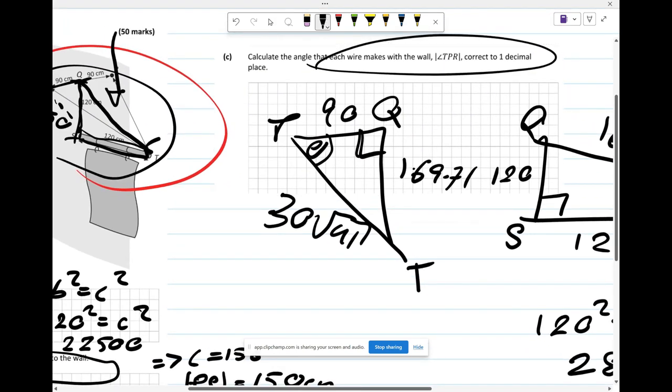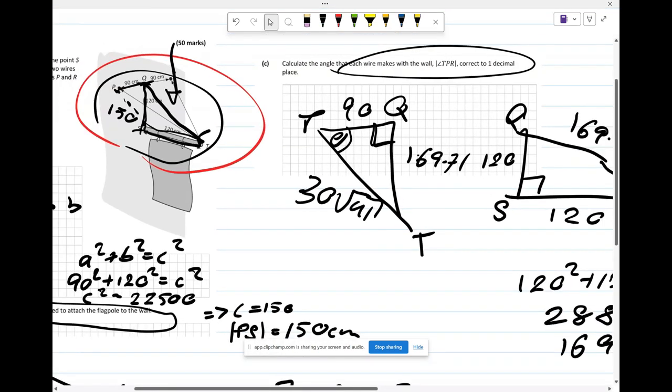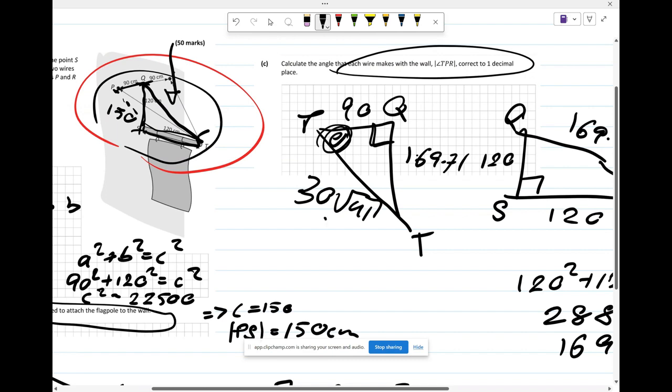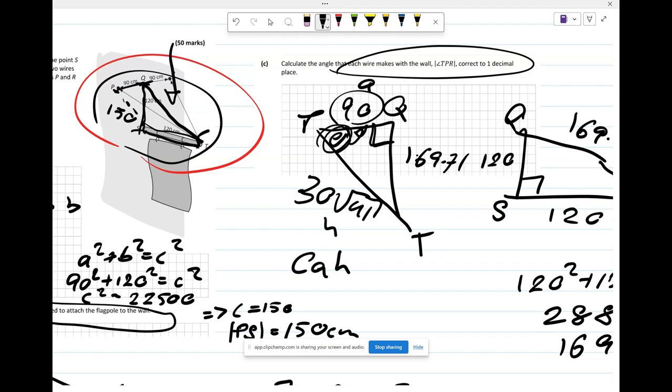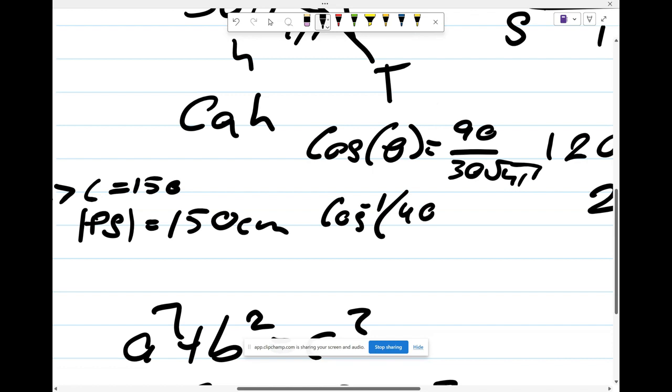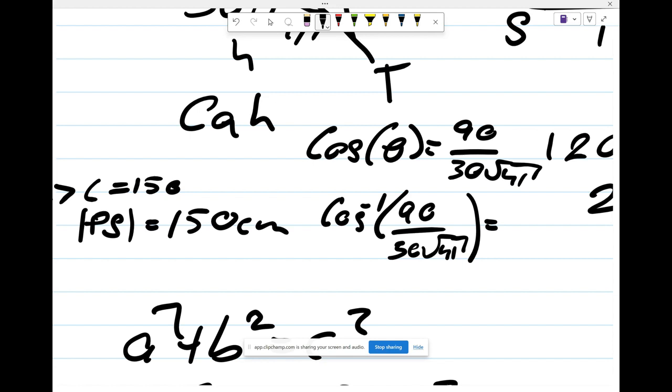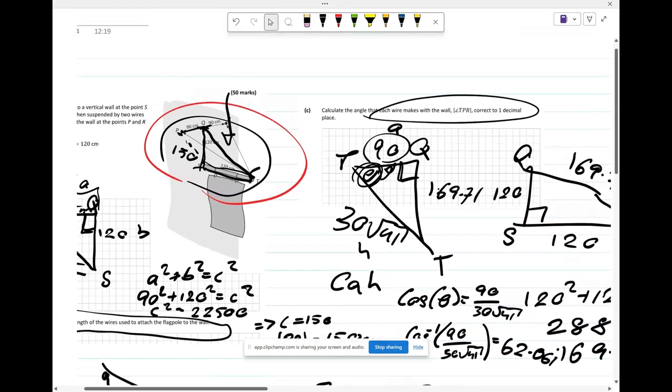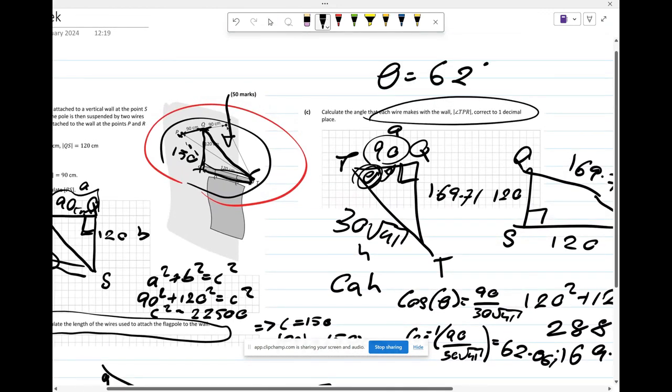It's a right angle triangle, and we can use sine, cos, and tan. If this is our angle, this is our hypotenuse, this side here would be our adjacent. So CAH would give us A and H. Let's use cos. So cos theta is equal to 90 over 30 root 41. So we can do cos inverse of 90 over 30 root 41, which is 62.061 degrees. So theta is, let's round it down, 62 degrees.